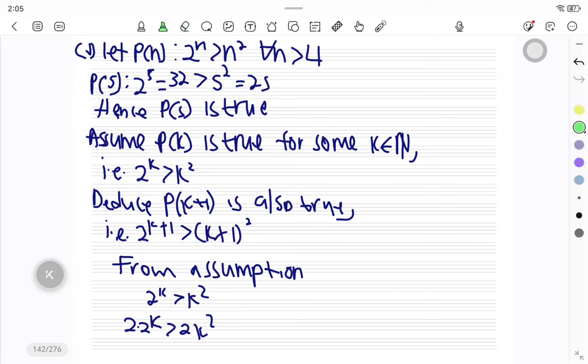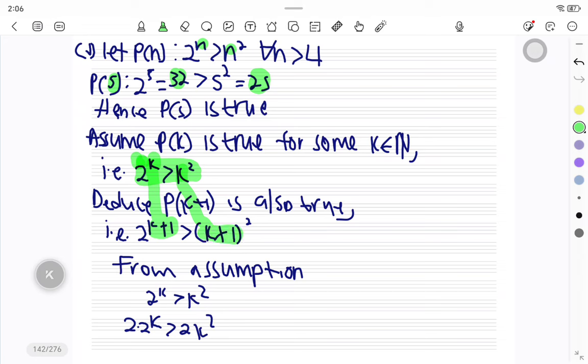Then we assume p of k is true for some k an element of the natural numbers. Then we have this, so replace n by k. Then we deduce p of k plus 1 is also true. We replace k by k plus 1. See, right? Then from the assumption, we take this. We multiply both sides by the base. Same thing we do always. Then we arrive at the left-hand side there.